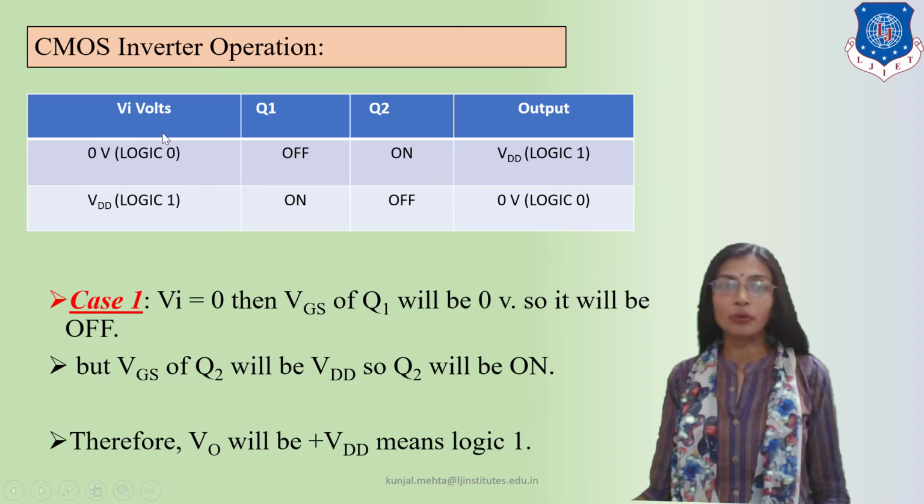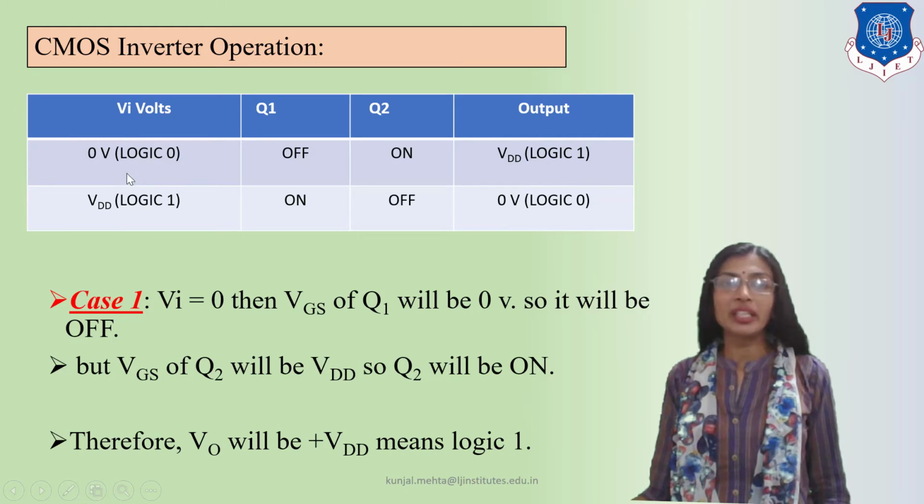If we have the input voltage Vi equal to 0 volt, that means logic 0 as per the digital circuit, then Q1 will be off, that means reverse biased, and Q2 will be on, forward biased. So Q1 acts as an open switch and Q2 acts as a short circuit or closed switch, so that the output across the drain connected common terminal will be VDD, that means high voltage, and in digital you can say the output is logic 1.